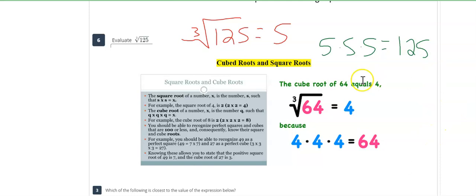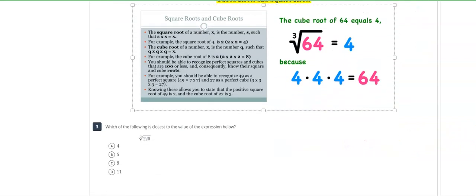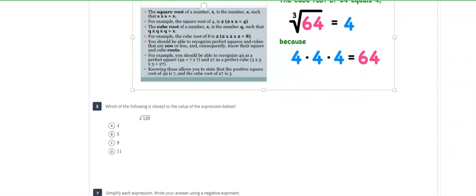Same thing here, I have a little example. What's the cube root of 64? It's equal to 4 because 4 times 4 times 4 is equal to 64. Now, mostly on MCAS, they're going to give you multiple choice. So if you have a hard time here, we're looking for what number times itself 3 times is equal to 120.